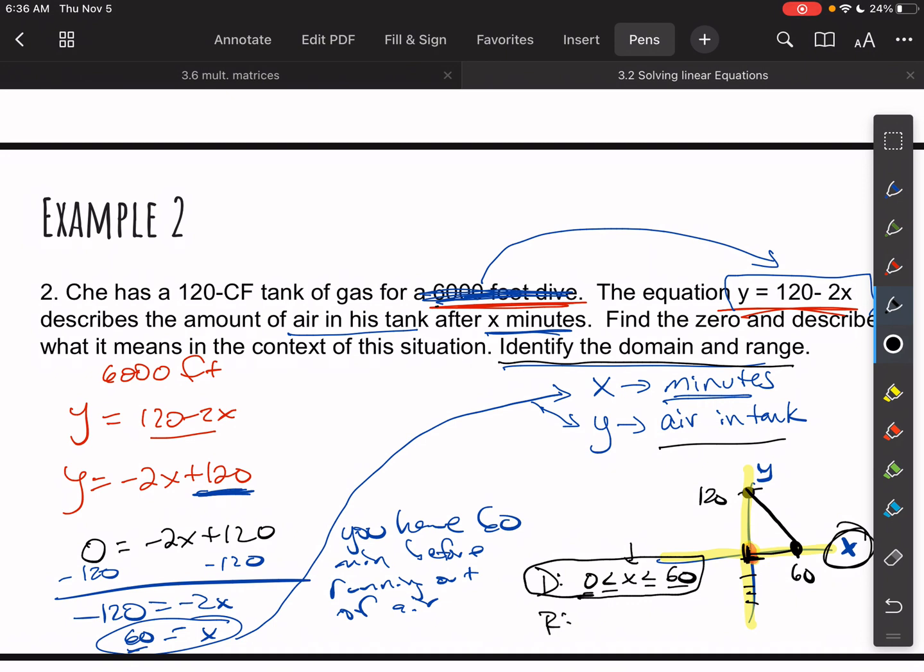The range here is the y values. Okay, so the y values are here. It starts at 0, right? For the y, we can't have less than 0 in our tank of air, right? So I'm going to say it starts at 0. So y has to be greater than or equal to 0, but there will never be more than 120. Okay, so there's my domain and my range.